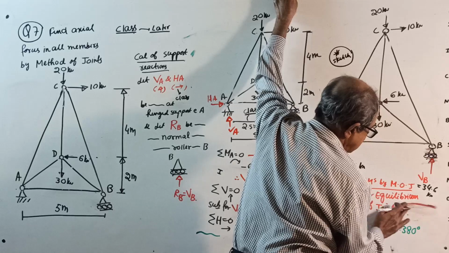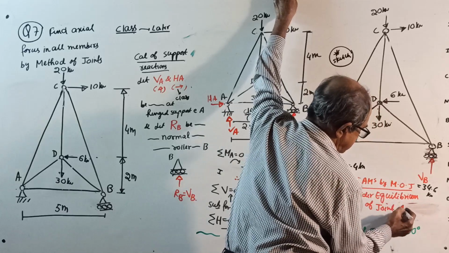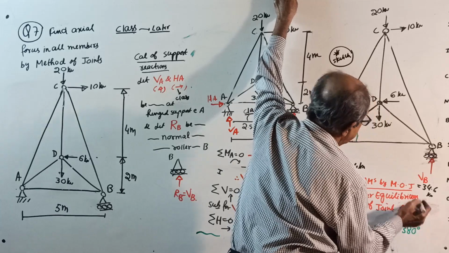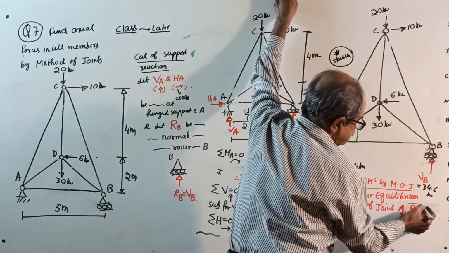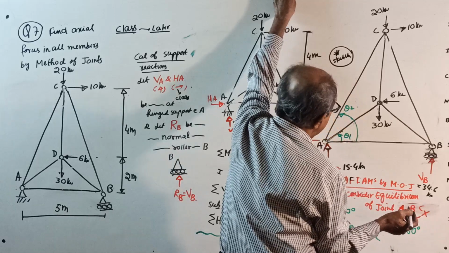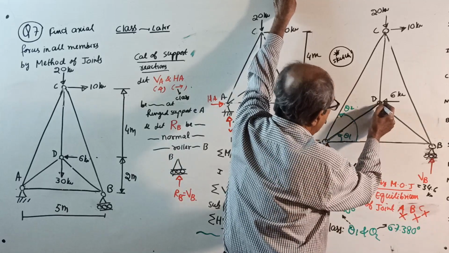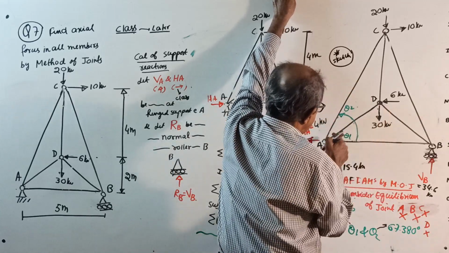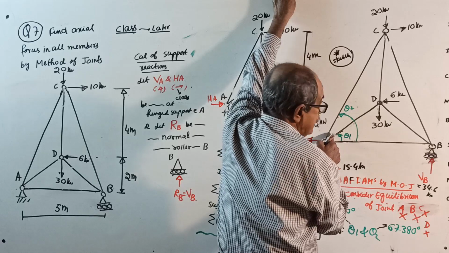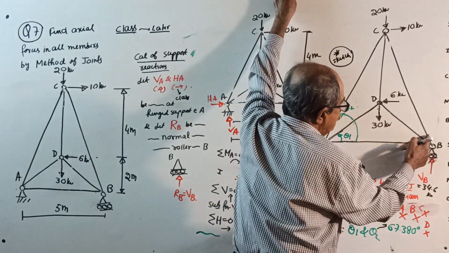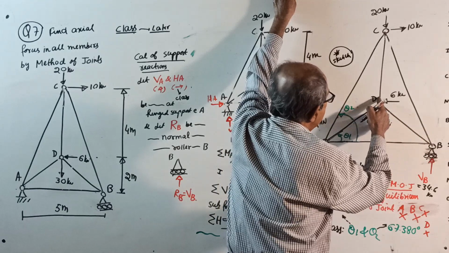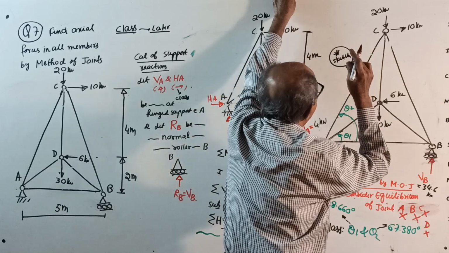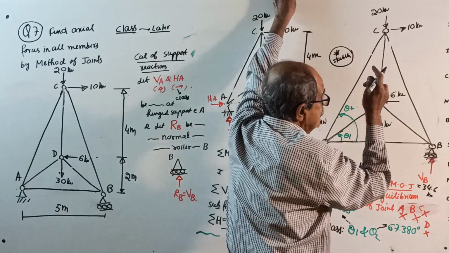What is happening here? A not possible, B not possible, C also not possible. What about D? Even D also not possible. Three here, 1, 2, 3, you can't solve. Wherever you start, there are three unknowns.